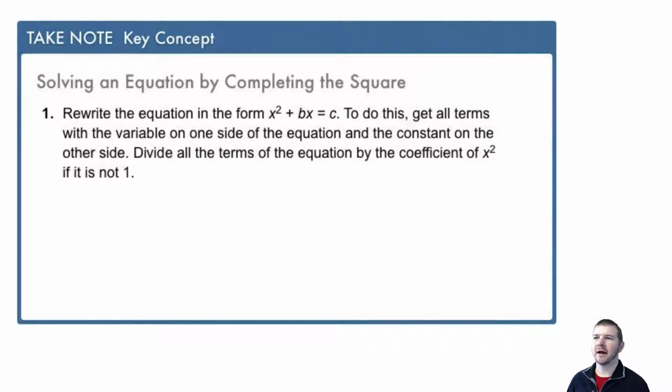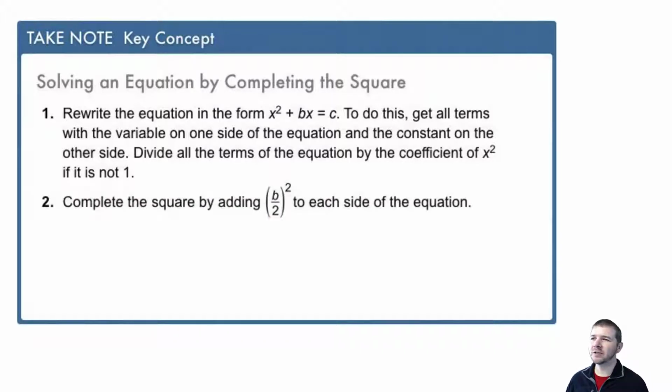To do this, get all terms with the variable on one side of the equation and the constant on the other side. Divide all the terms of the equation by the coefficient of x squared if it's not 1. Step 2. Complete the square by adding (b over 2) squared to each side of the equation.